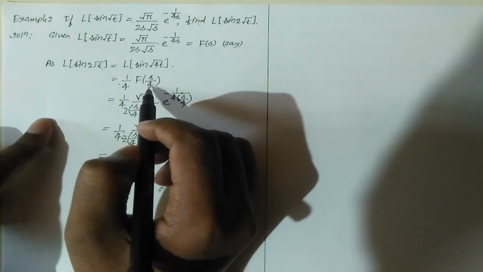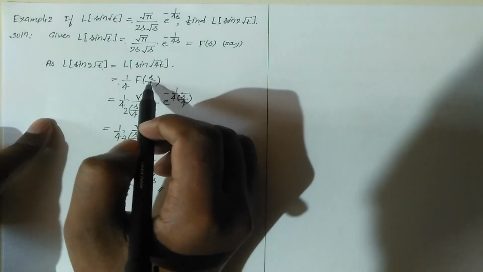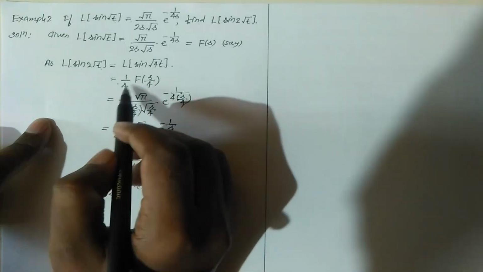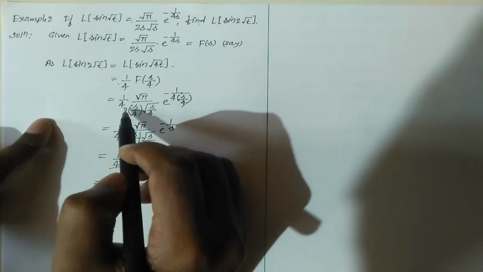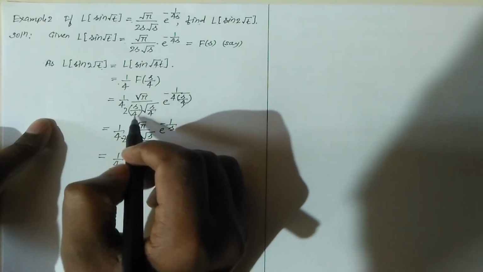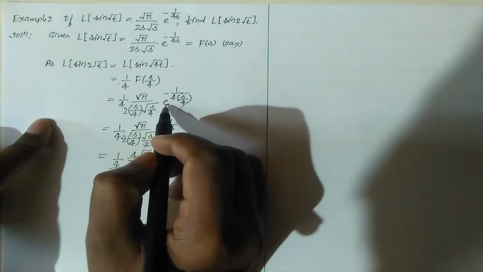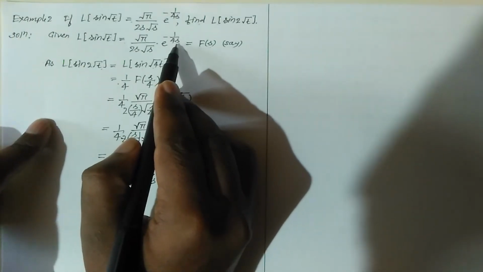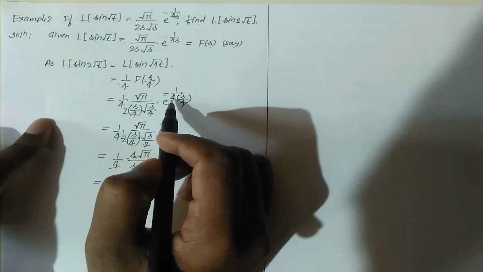Now we replace the function f of s by s by 4. So instead of s, we are putting s by 4. So this equals 1 upon 4 square root of pi by 2 as it is. Instead of s, we put s by 4 into square root of s by 4 into e raised to minus 1 upon 4 as it is. So instead of s we are putting s by 4. Now 4 and 4 will cancel here.